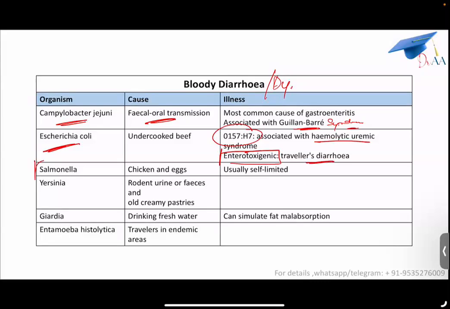Salmonella is commonly seen because of consumption of undercooked chicken or eggs. Usually it spreads by having eggs or chicken, and usually they discard the complete batch itself. Yersinia, whenever there is rodent urine or feces, or old creamy pastry cakes, it can cause this one. Giardia, usually they go trekking and have fresh water, results in symptoms which are fat malabsorption. And Entamoeba histolytica, commonly seen in persons who travel to an area endemic for Entamoeba histolytica.